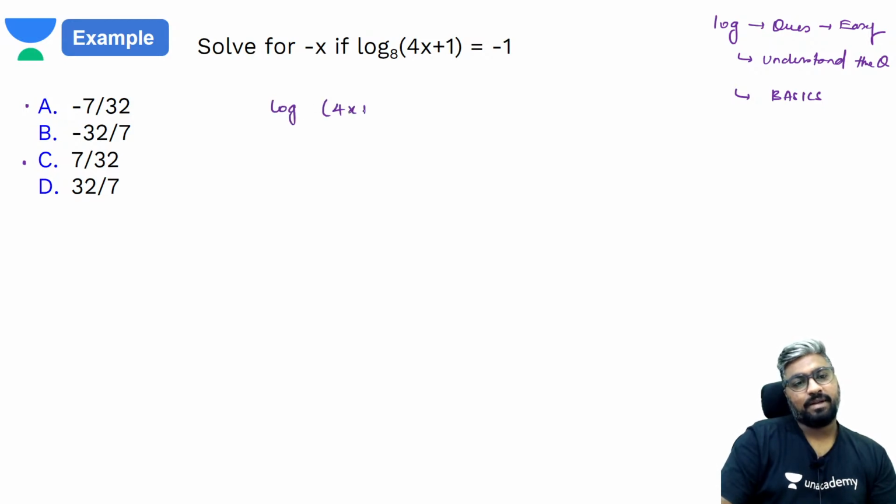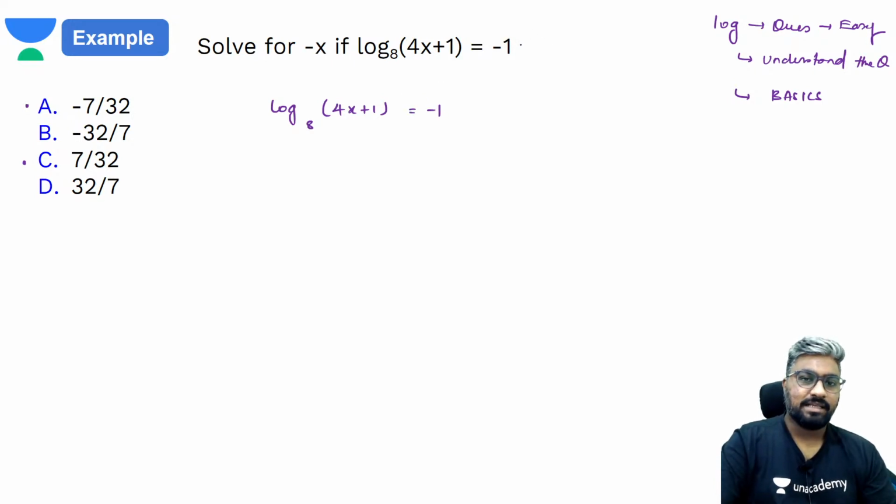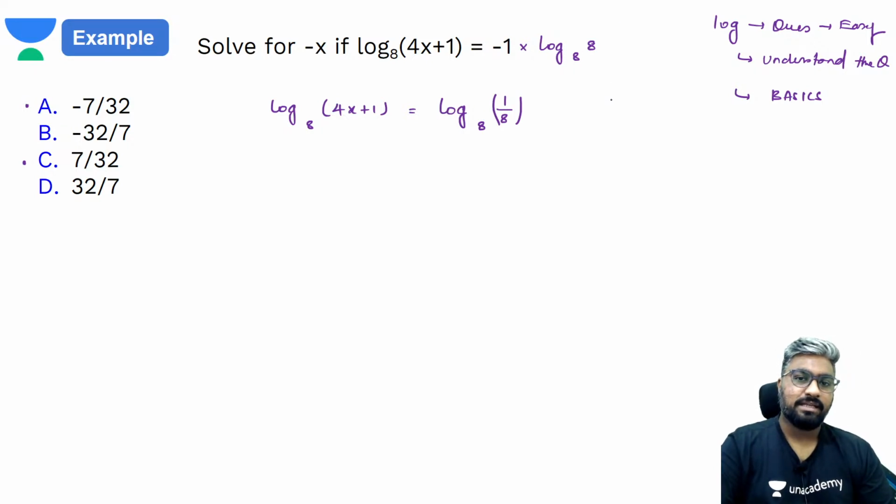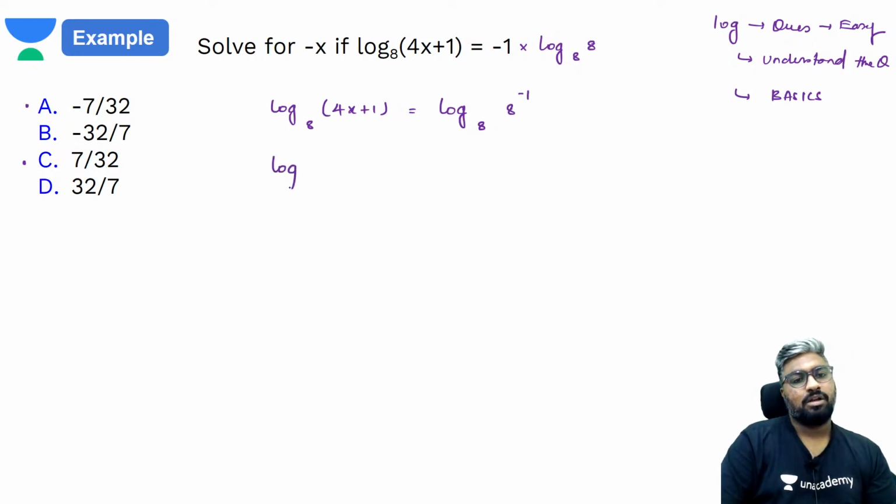So what do we have? Log 4x plus 1 to the base 8 is minus 1, which can be written as minus 1 into log 8 base 8. Correct? तो log 8 base 8 में यहां पे क्या हो जाएगा? We will end up getting log 1 by 8 to the base 8. Correct? Minus 1 into log 8 base 8 will give us 8 to the power minus 1. Yes, which gives us what?